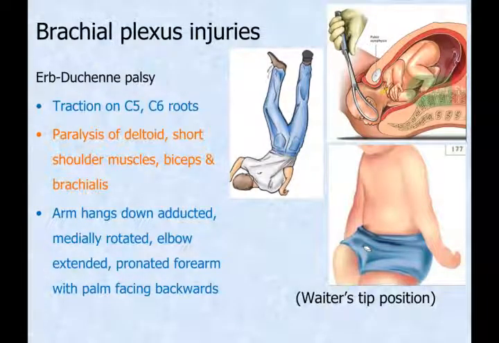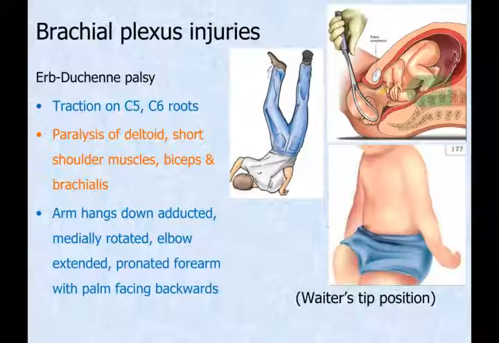Both biceps and supinator are supplied by the C6 segment for supination of the forearm. So supination is C6, pronation is C7 and C8. So pronator quadratus and pronator teres are not affected, so there is pronation of the forearm. So this is the anatomical basis of this deformity in Erb-Duchenne type of palsy.